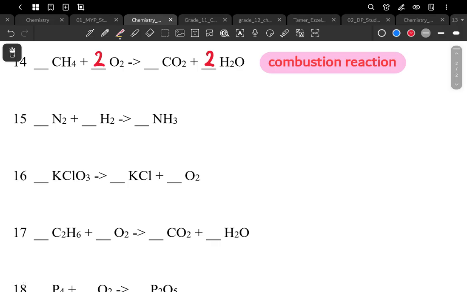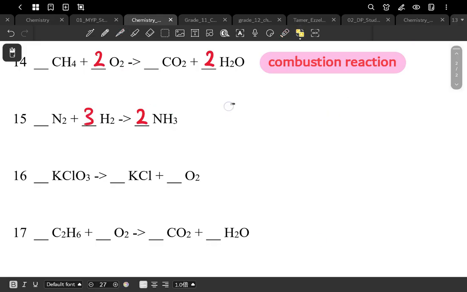Nitrogen reacts with hydrogen to produce ammonia. So I'm going to put 2 here as a coefficient. As the number of N is 2, I'm going to add a coefficient of 2, and now the hydrogen atoms become 6 atoms of hydrogen. So I'm going to add 3 here. This is a synthesis reaction.